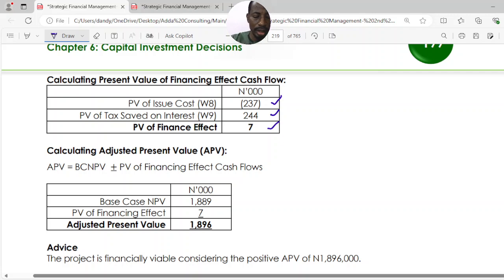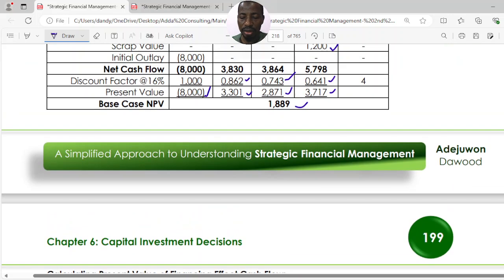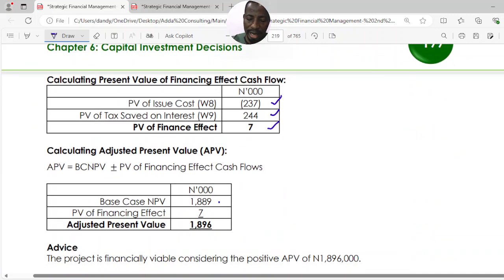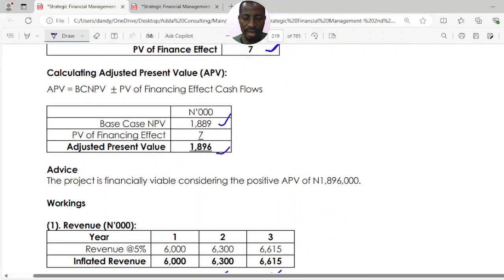So the final step is to calculate the adjusted present value, which is base case NPV plus or minus the PV of financing effect cash flow. Therefore, the base case NPV we got is 1889. That's the 1889 here. Then the PV of financing effects, we got 7. That's the 7 here. So you add the two together, that's 1896. Therefore, the project is financially viable.